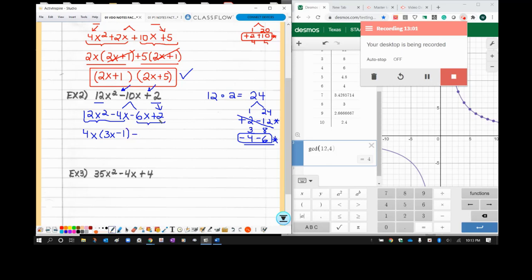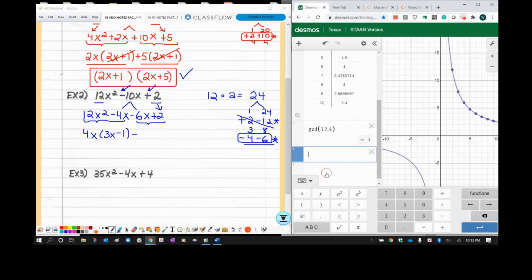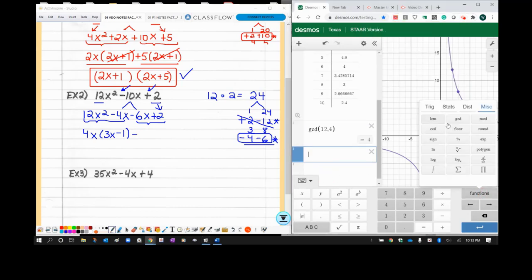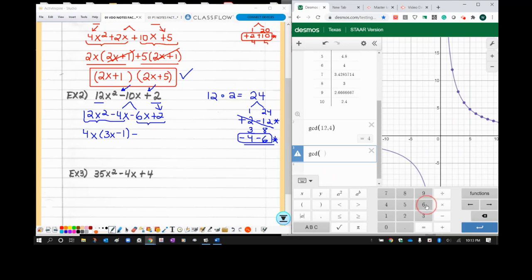What is the biggest one that goes into 6 and 2? So let's click on GCD. 6 comma 2. And we got a 2. So we write 2. 6x divided by negative 2 is 3x. 2 divided by negative 2 is negative 1.